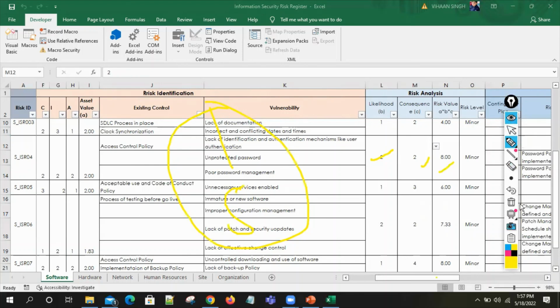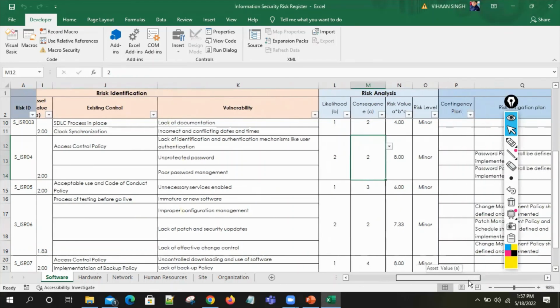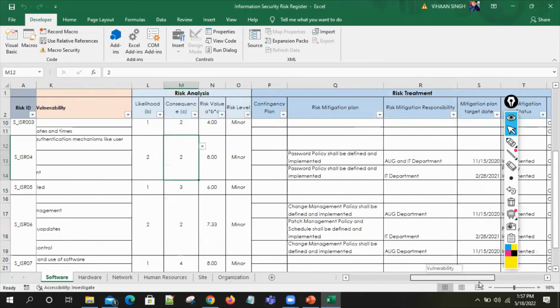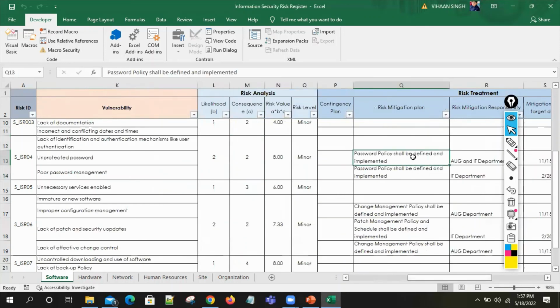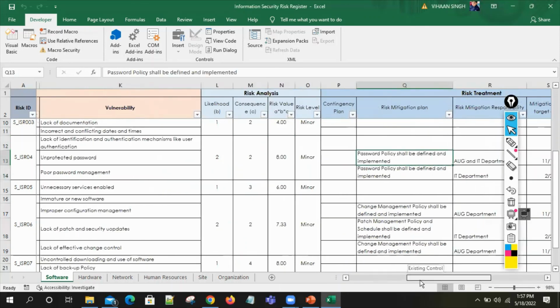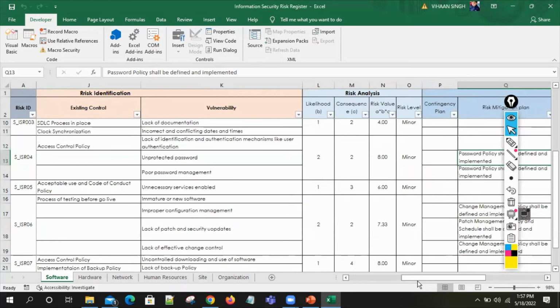Now, when we have the risk, we need to have proper controls also. What would be the control? The control would be that you define a password policy in the system, and based upon it, you implement the password policy across all the tools in your system. So this would be an overall risk assessment exercise.